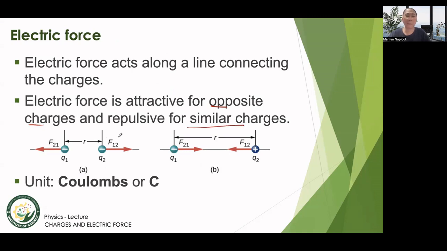Okay, pag siya po ay katulad nito, pareha silang negative charge. So, repulsive ang ating electric force. And then, kapag magkaiba naman, katulad nito, isang negative charge at isang positive charge, ang direction ng kanyang forces is attractive. Okay, so they are attracted to each other. So, once again, the unit for your electric force is coulombs, or in symbols, we use C.